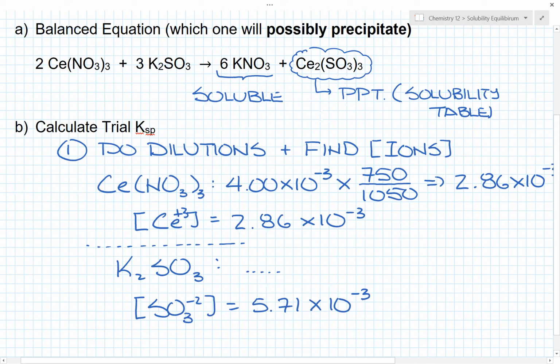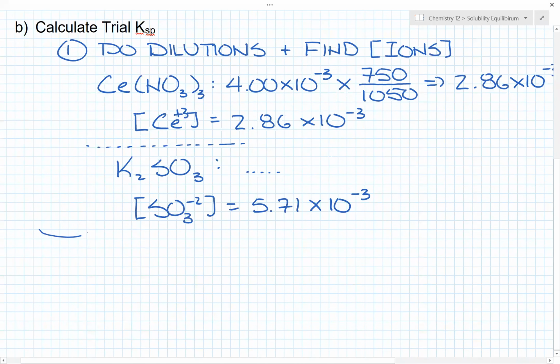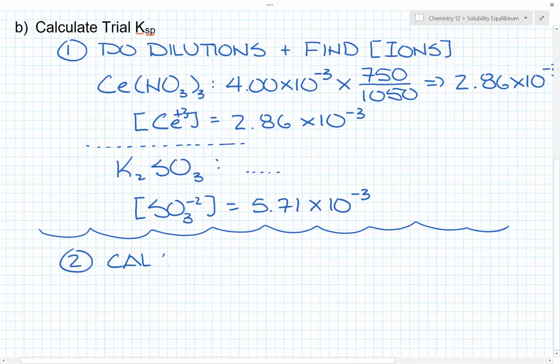Okay, now how did I know just to focus on cerium and sulfate? The reason being is because I figured out in section A, which was the precipitate, that those are the ions I should focus on. Now, what is step number 2? You want to calculate the trial KSP using the concentrations.